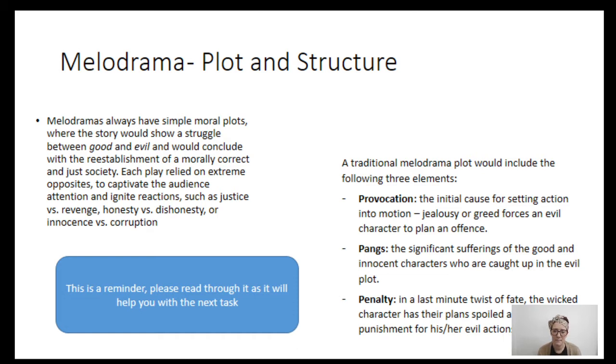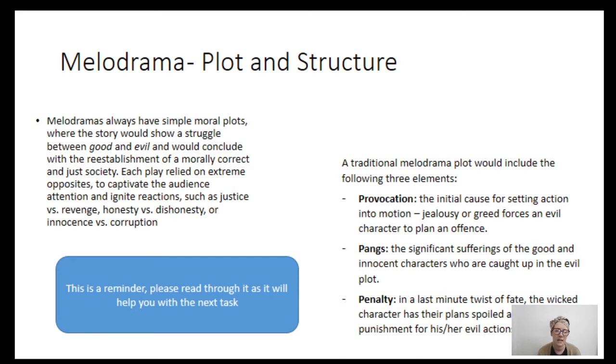There are 3 main elements to a structure of a melodramatic plot, which you will need to include as part of the next task. So a traditional melodrama plot would include the following 3 elements. Provocation, which is the initial cause for setting action into motion. So this could be jealousy or greed that forces an evil character to plan an offence. The next section would be pangs, so the significant suffering of the good and innocent characters who are caught up in their evil plot.